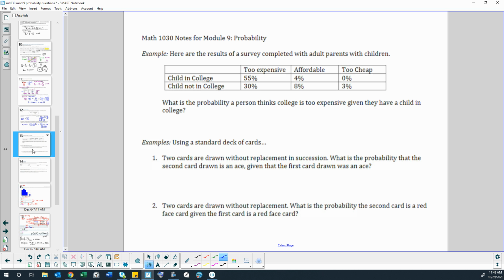Alright, so the first thing we're going to do is look at the probability. Let's go ahead and set this up with our formula. So we're going to try and find the probability that it's too expensive given that they have a child in college.